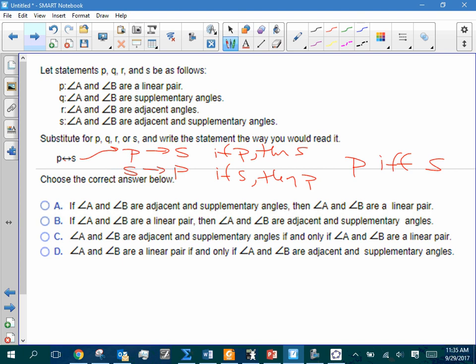Okay. But it says if and then, right? So that one's not going to work. This one's not going to work because it's if and then, right? We're looking for if and only if. So it says A and B are a linear pair if and only if A and B are adjacent and supplementary angles. It's got to be option D. Is that all right? Does that make sense to everybody?